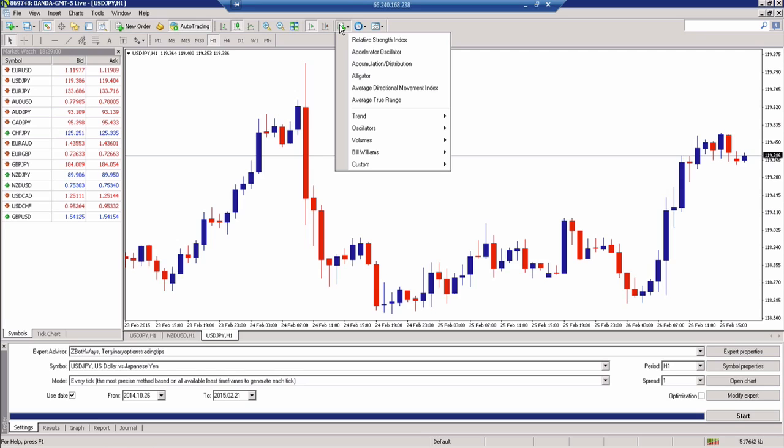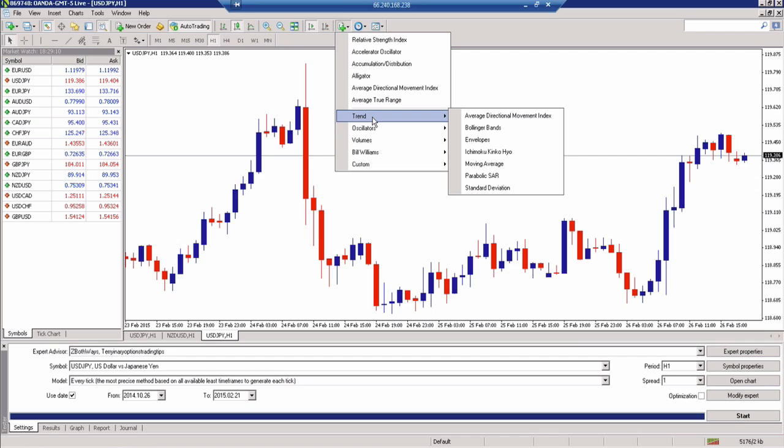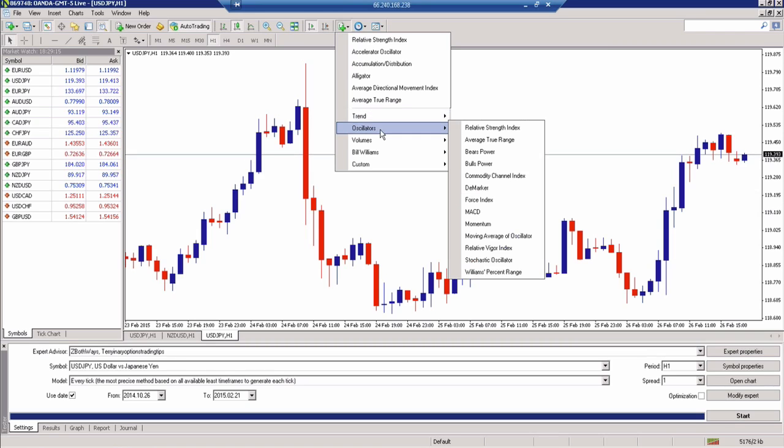Now, what you want to do is base a strategy on a suitable technical indicator. If you're range trading, you need to use anything under the classification oscillators. If you're trending, then go under trend. So let's go under oscillators for the moment and choose relative strength index.